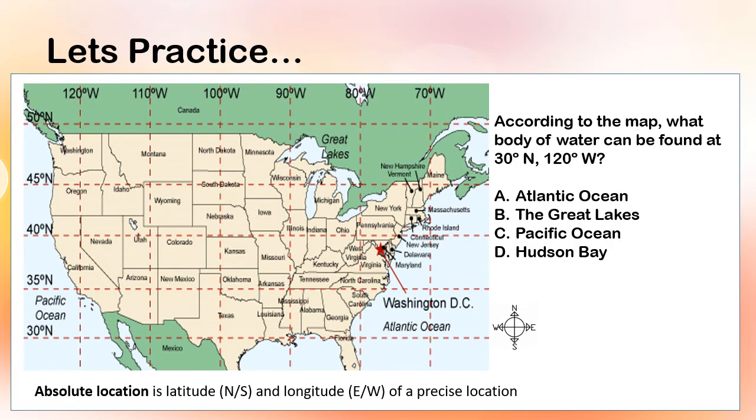According to the map, what body of water can be found at 30 degrees north, 120 degrees west? Here's 30 degrees north. We just follow that right along here. And then we have 120 degrees west, where the two meet is in the middle of an ocean, and that would be the Pacific Ocean.